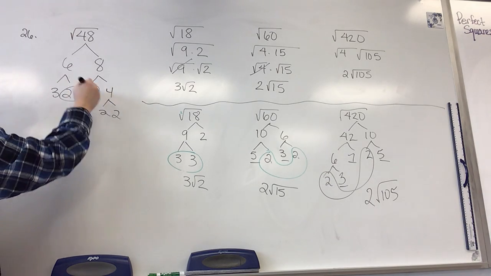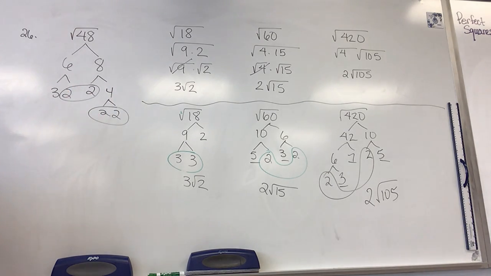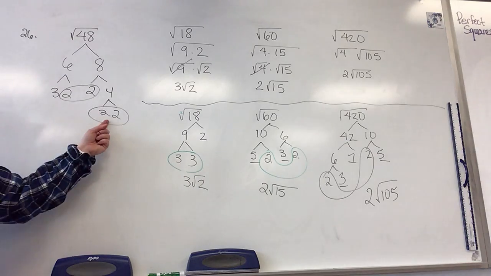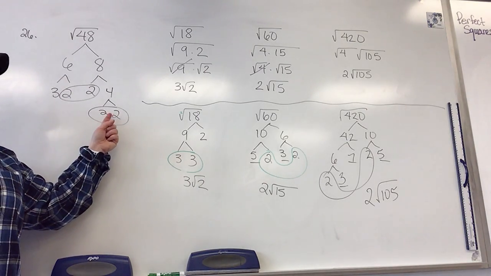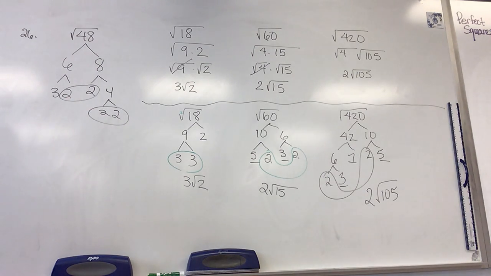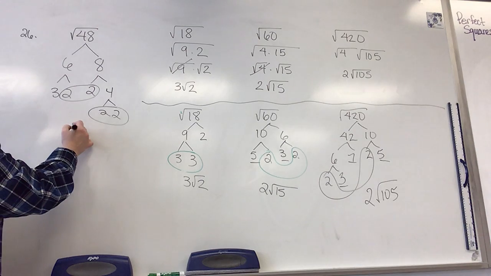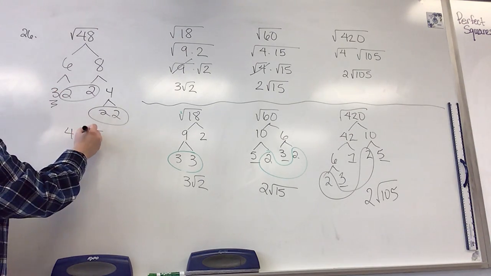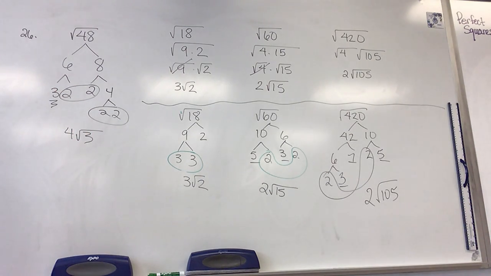So I see a pair here, I see a pair here, correct? One number comes out from each pair. So I have a 2 that comes out from this pair, a 2 that comes out from this pair, and they get multiplied together to get what? 4. And that plain 3, he has to stay in because he does not have a partner.